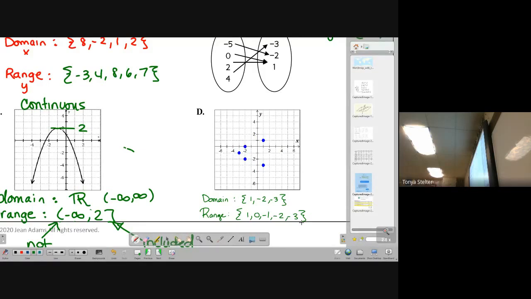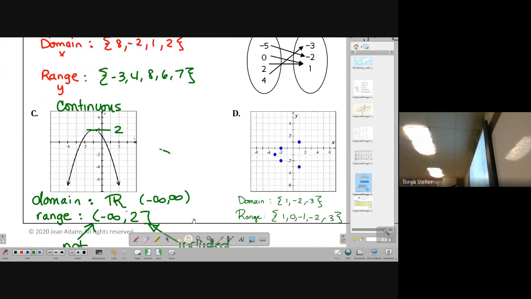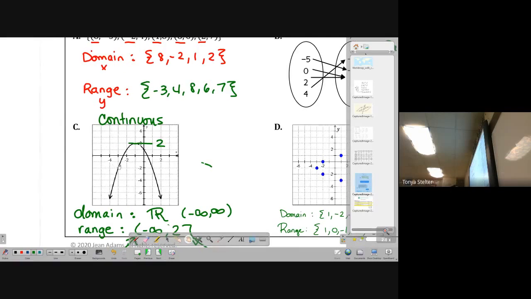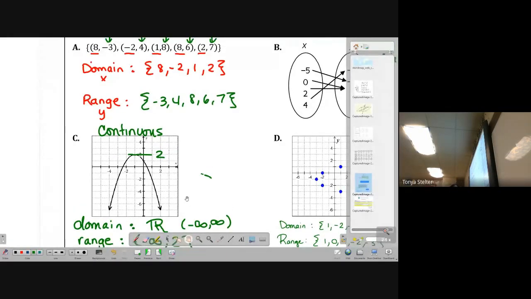And just for fun, this is not a function because it has two of the same x values, but they are in different y positions. So not a function, as a review for yesterday. We did the vertical line test. There's no duplicate y's for the same x's.